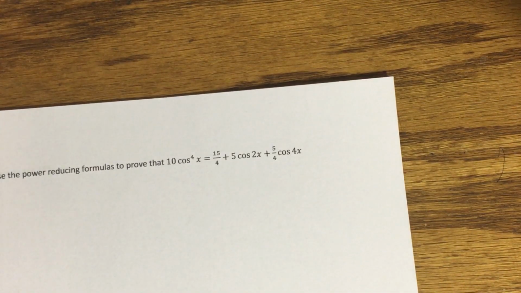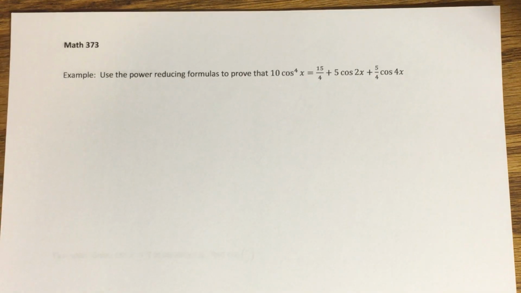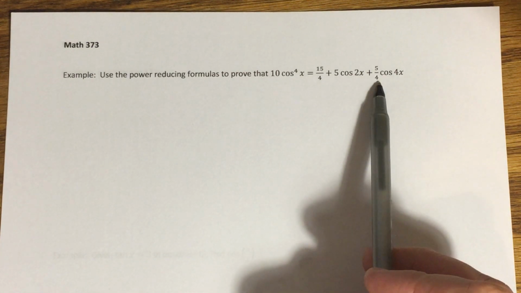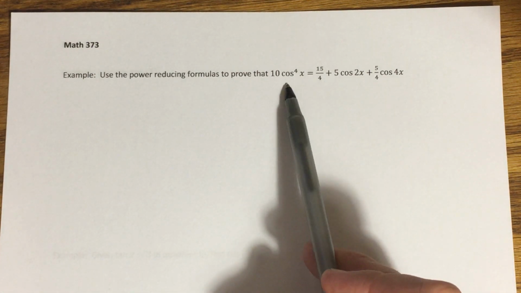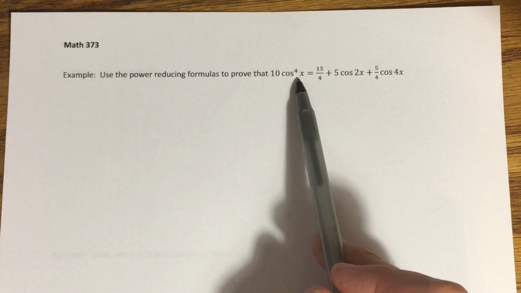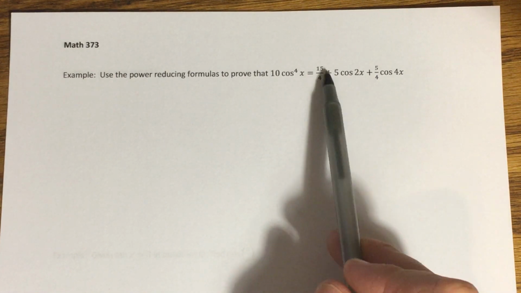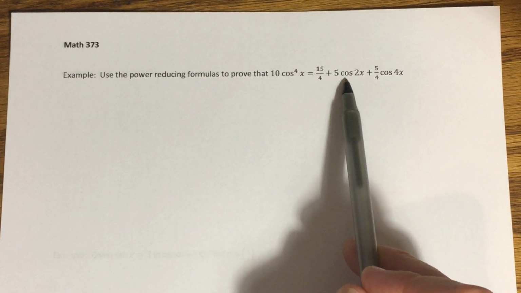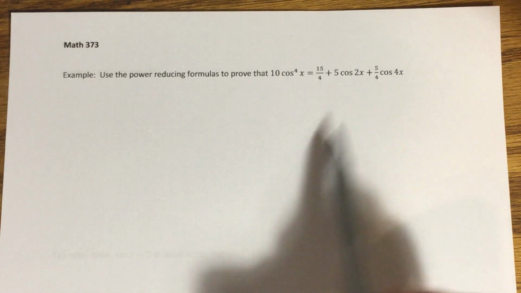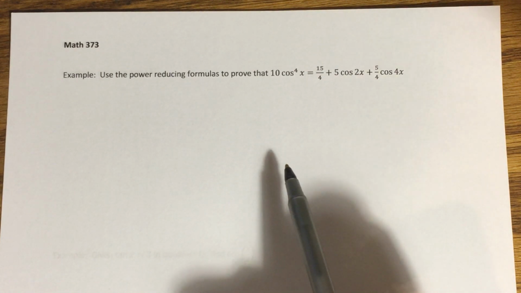But I digress. All right, let's take a look at an example. I'd like to use the power reducing formulas or reduction formulas to prove this identity. Now this is kind of a wacky looking identity: 10 times cosine to the fourth of x equals 15 over 4 plus 5 cosine of 2x plus 5 fourths cosine of 4x. How do we go about this?